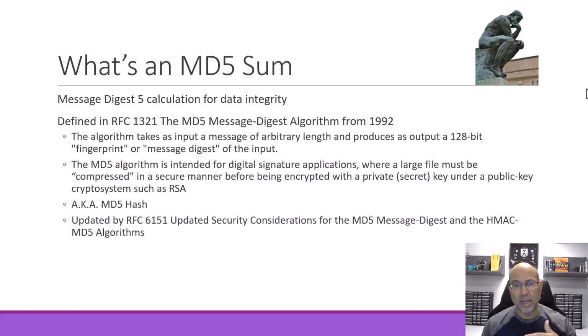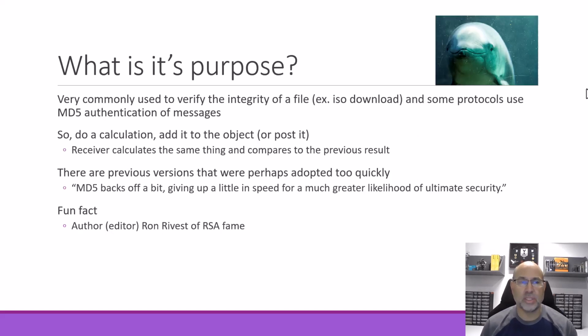And then later on, there were some updates to RFC 1321, and RFC 6151. We can see it's the updated security considerations for the MD5 message digest and the HMAC-MD5. Now HMAC is the hashed message authentication code. So what is its purpose? Very commonly used to verify the integrity of a file.